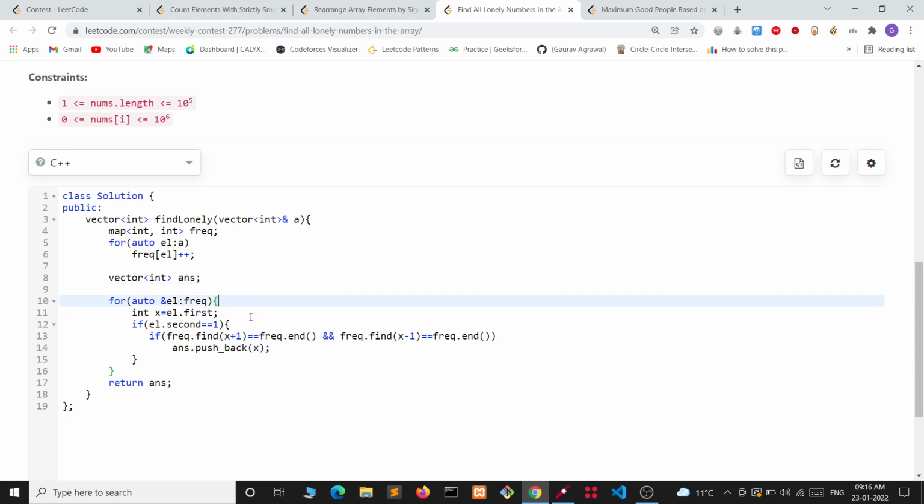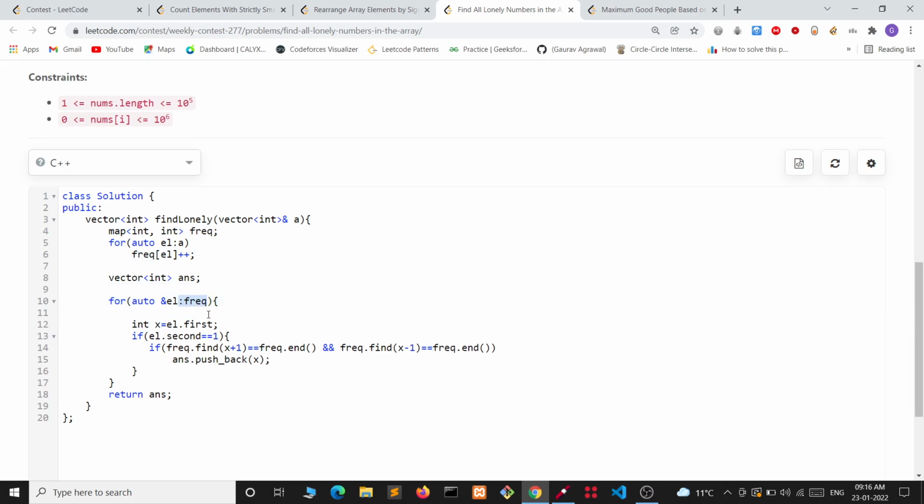After it, we are checking all elements in frequency. So this is the element, and element dot second is the frequency of x. If the frequency of x is 1, we check whether x plus 1 and x minus 1 exist in the frequency map. If we cannot find x plus 1 and x minus 1 as keys in the frequency map, then we know that x minus 1 and x plus 1 do not exist in the array A.